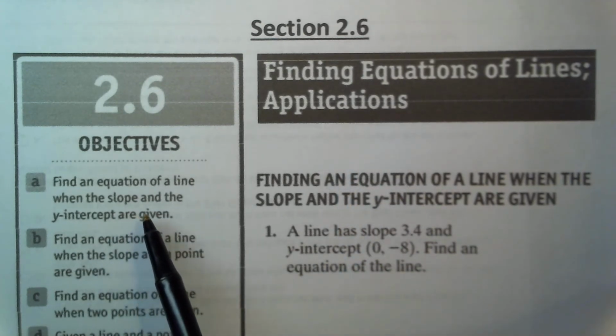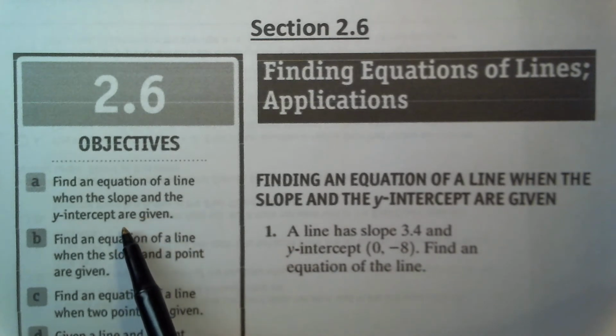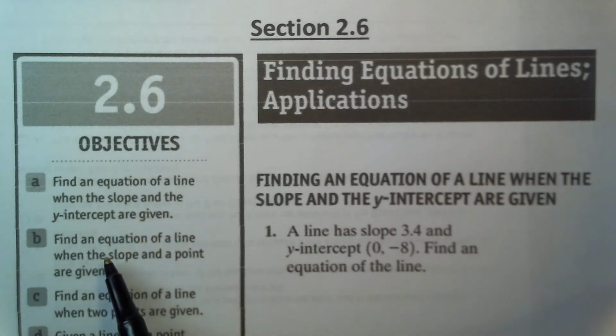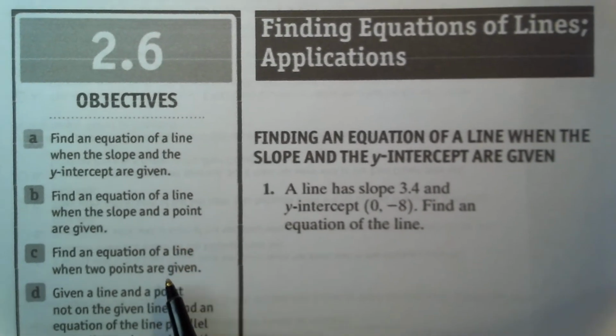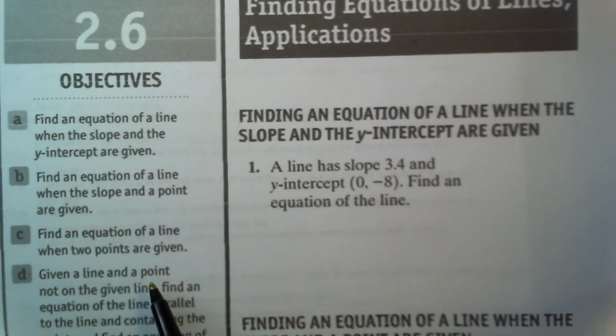Find an equation of a line when the slope and y-intercept are given. Second, find an equation of a line when the slope and a point are given. Then find an equation of a line when 2 points are given.